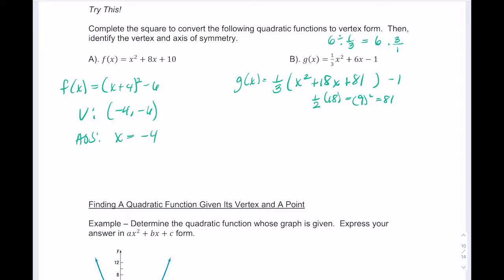Now remember, you didn't really add 81 to this side. You added 1/3 of 81. So we have to balance it by taking it away. And 81 divided by 3 is 27.